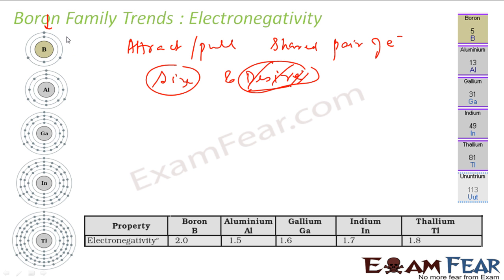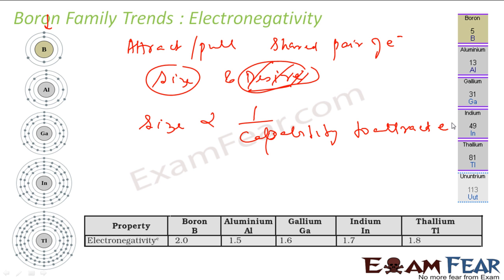So if you go down the group, the size increases. Size is inversely proportional to the capability to attract electrons, right? Hope you understand this. So the size is increasing, the capability to attract electrons decreases, and thus if you go down, the electronegativity decreases. But there is again a variation here. Gallium and aluminium, the same thing. Aluminium is bigger than gallium. This is aluminium and this is gallium.